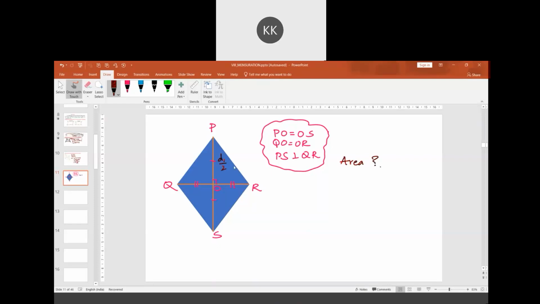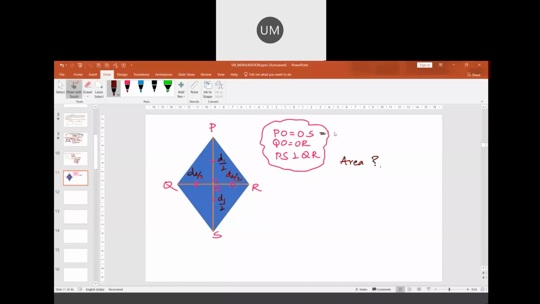This distance is D1 by 2. QR, at the same time, if QR is named as D2, QO and OR will be D2 by 2. So PO and OS are named as D1 by 2.